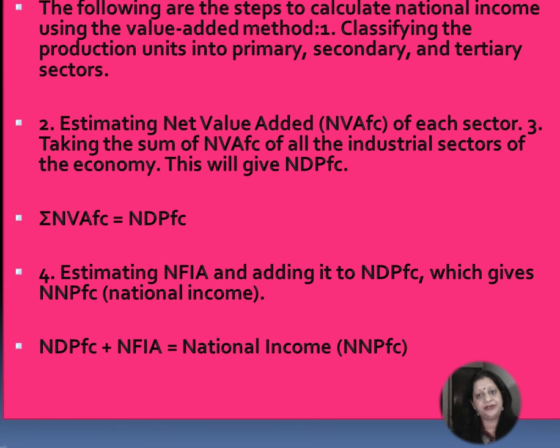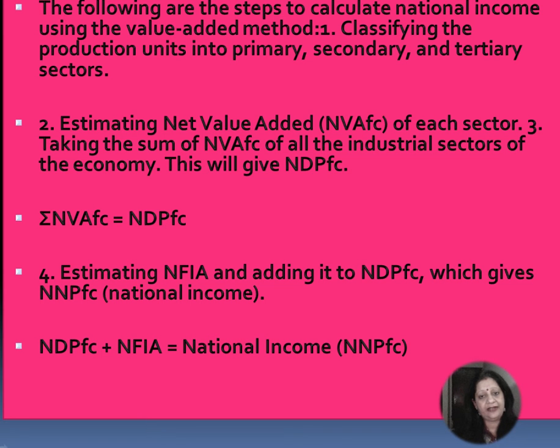The following are the steps to calculate national income using the value added method. First, classifying the production units into primary, secondary and tertiary sectors. Whatever production of goods and services is going to be considered, you have to classify whether that production unit is related to the primary, secondary or tertiary sector. Second is estimating net value added at factor cost of each sector. Third, taking the sum of net value added at factor cost of all the industrial sectors of the economy.